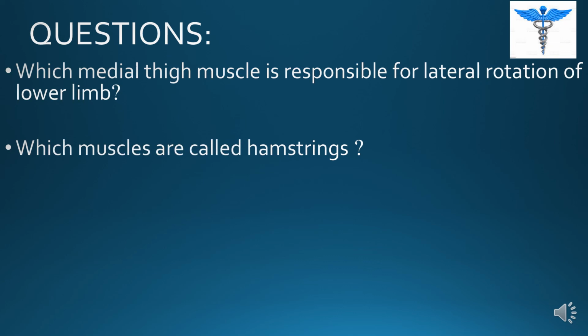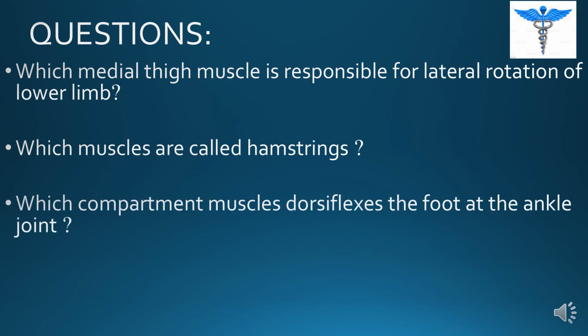The other question is, which muscles are called hamstring muscles? So hamstrings are the posterior muscles of the thigh, and the posterior muscles are called the hamstring muscles. Which compartment muscles dorsiflex the foot at the ankle joint? So the anterior compartment muscles are the muscles that dorsiflex the foot at the ankle joint.